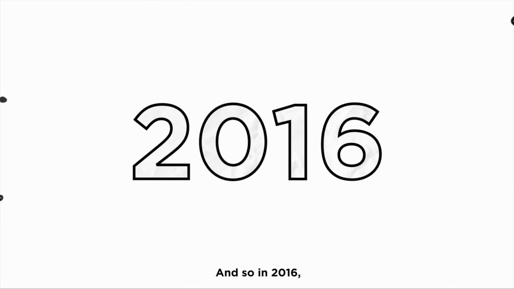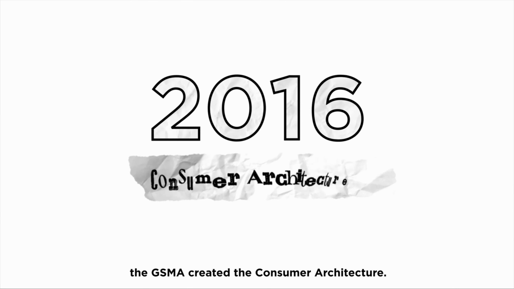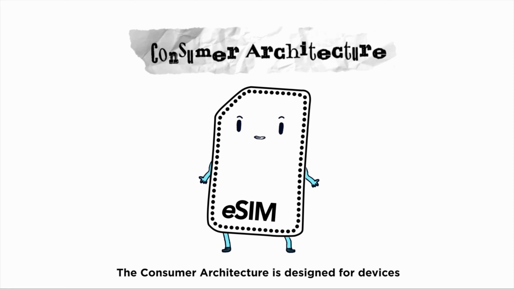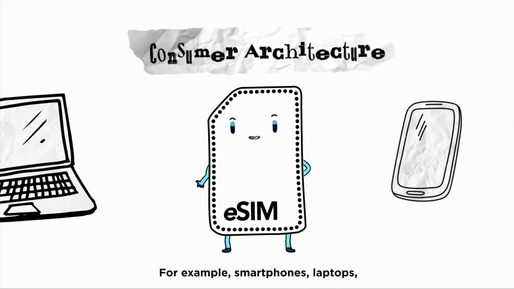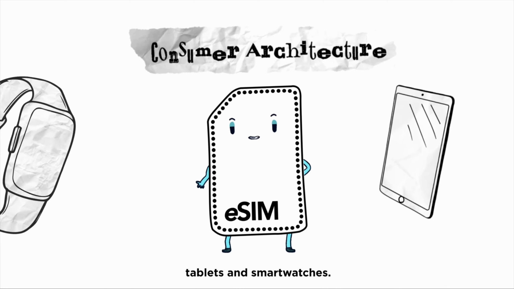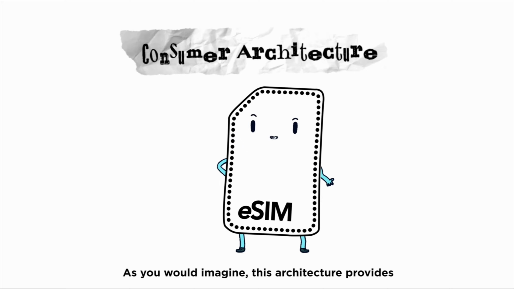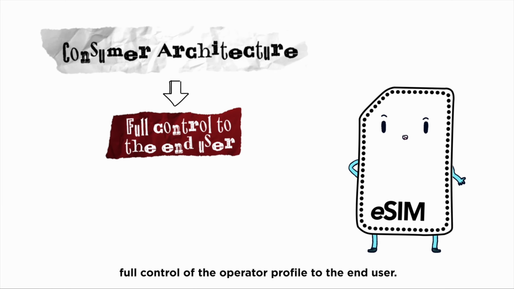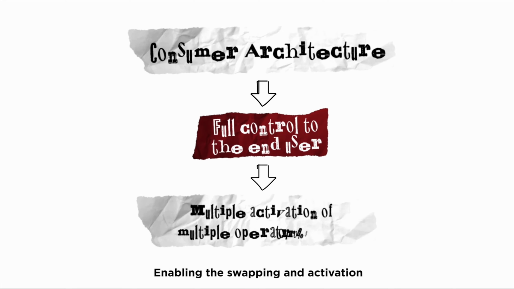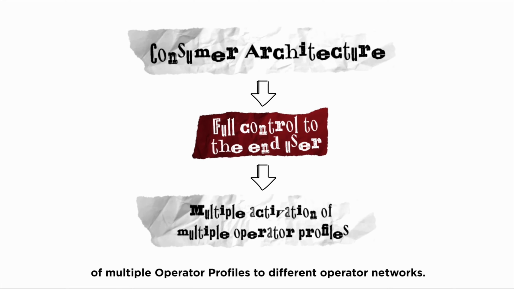And so in 2016, the GSMA created the consumer architecture. The consumer architecture is designed for devices that require user interaction. For example, smartphones, laptops, tablets, and smartwatches. As you'd imagine, this architecture provides full control of the operator profile to the end user, and multiple activation of operator profiles to several operator networks.